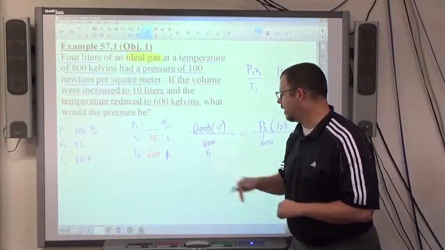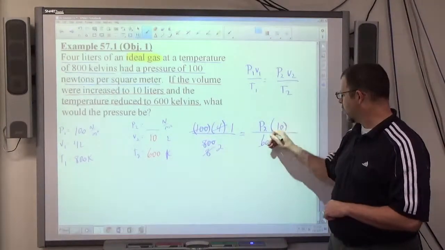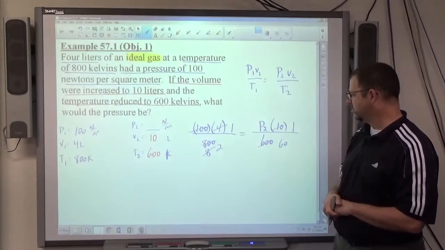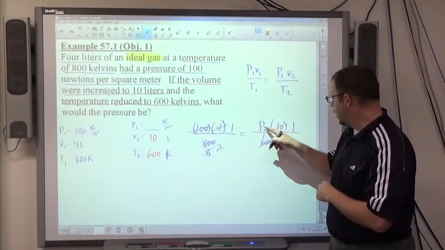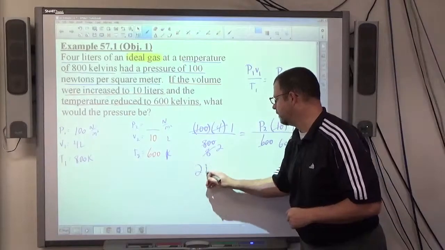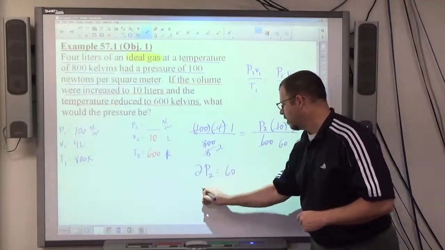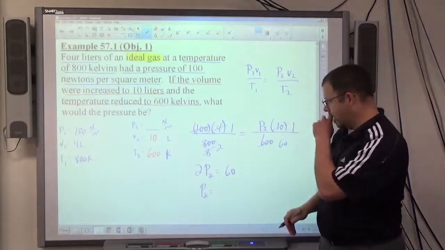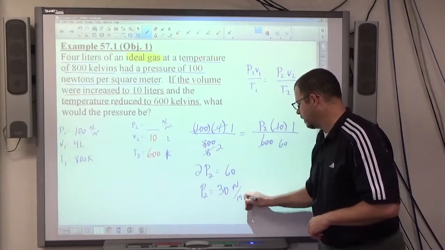8 goes into that 8 times, that goes into that 2 times, that goes into that 6 once. That looks pretty good. All right. So if I cross multiply now, I end up with P2 times 1 times 2 is equal to 1 times 60. So we end up with the final pressure is going to be 30. And again, that's newtons per meter squared.